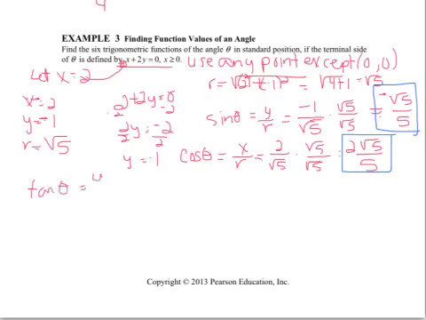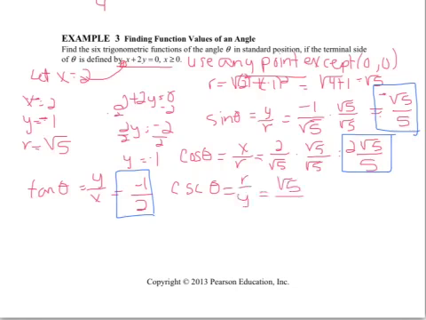Then I'm going to find the value of tangent of theta, which equals y over x. My y value is negative 1 and my x value is 2. So my tangent of theta is negative 1/2. Cosecant of theta equals r over y. My r value is the square root of 5. My y value is negative 1. We don't need the negative 1 in the denominator, so I can just write that as negative square root of 5. So cosecant of theta is negative square root of 5.